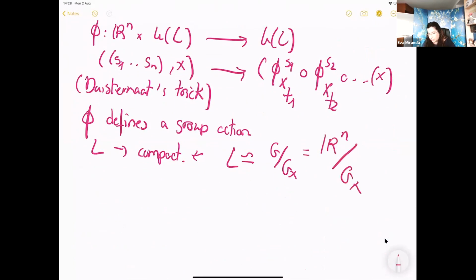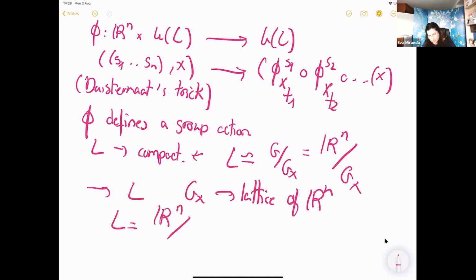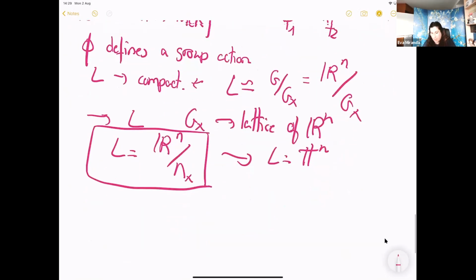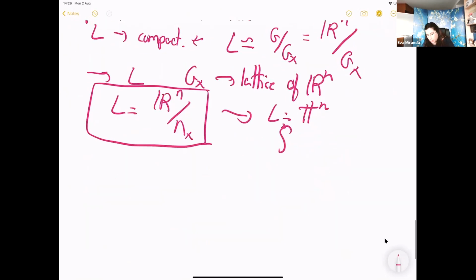So what I'm doing now is a speedy version of the classification that you can find in the notes, okay? This is telling you that if you want L to be compact, G_x has to be a lattice of R^n. Therefore, the leaf coincides with this quotient, and this proves in particular that the leaf has to be a torus. What I have done now is to prove for you what is called the Liouville theorem.